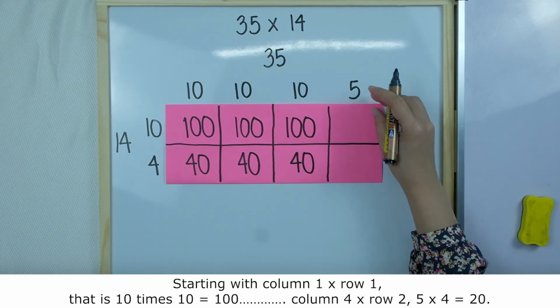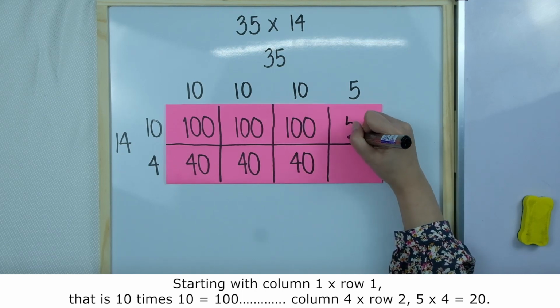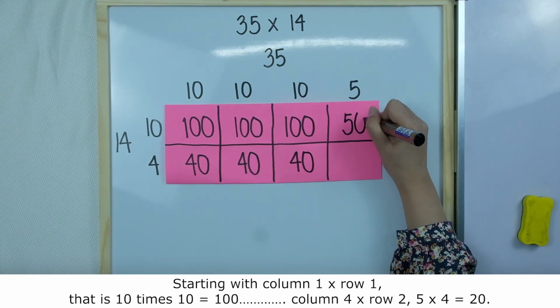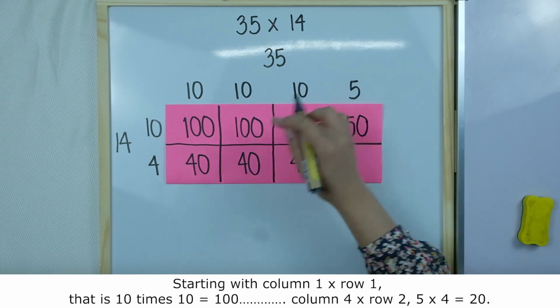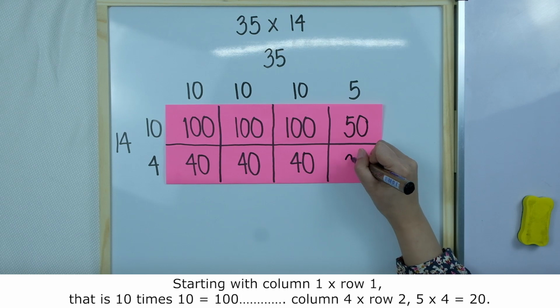Now we're down to our last column. 5 times 10, that's 50. Column 4 times row 2, 5 times 4, that's 20.